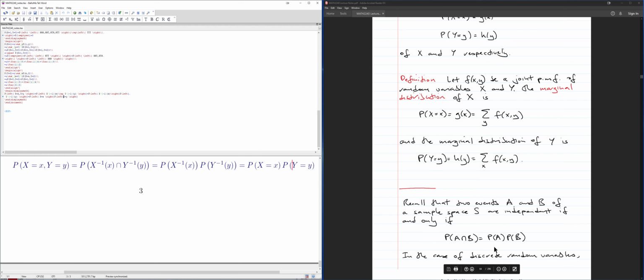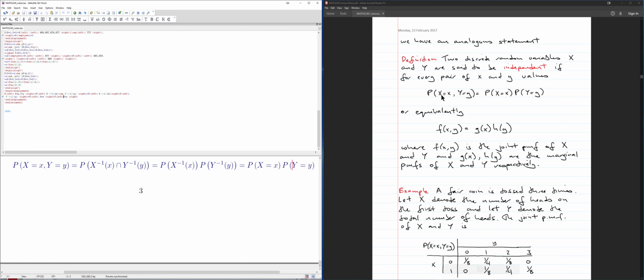Right, okay, so which is this over here? Probability of A intersect B is equal to probability of A times probability of B. The point I want to make over here is where this definition is coming from: probability X equals x, Y equals y. You can write this as the probability of the intersection of events. If you have independence, then this is a product of these probabilities.